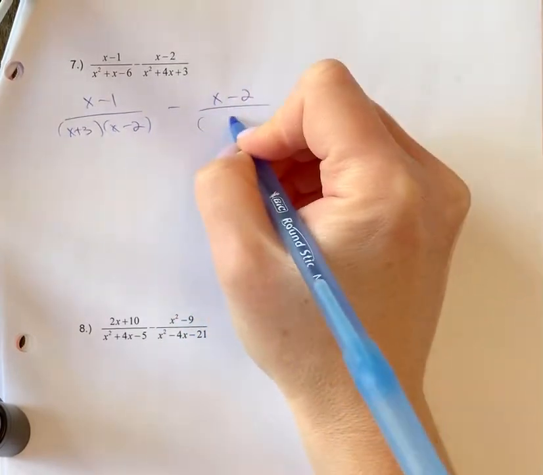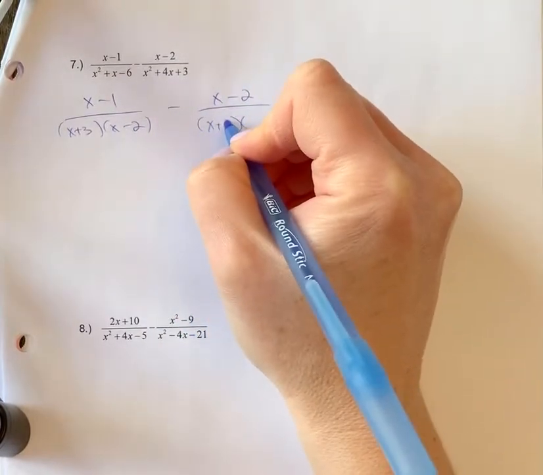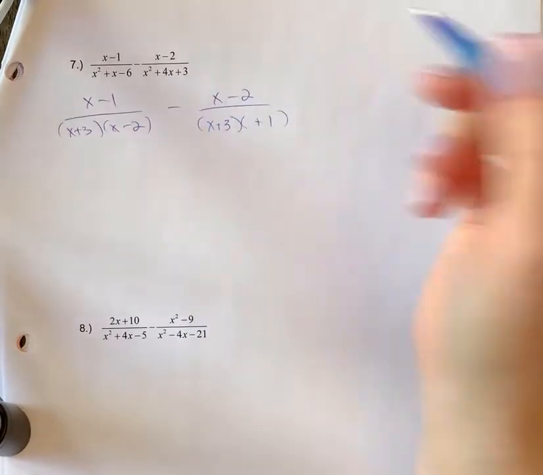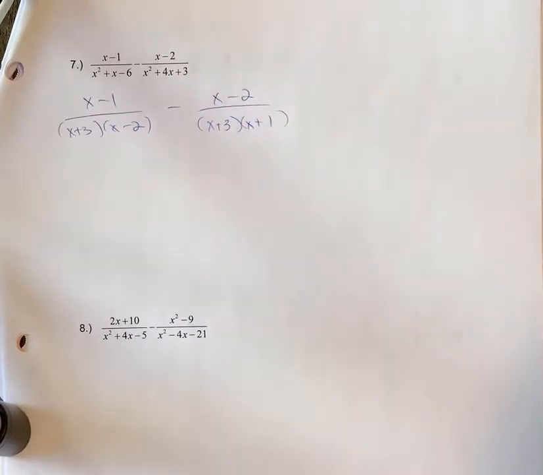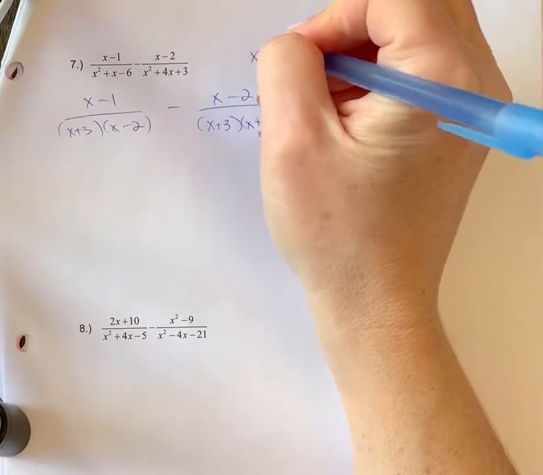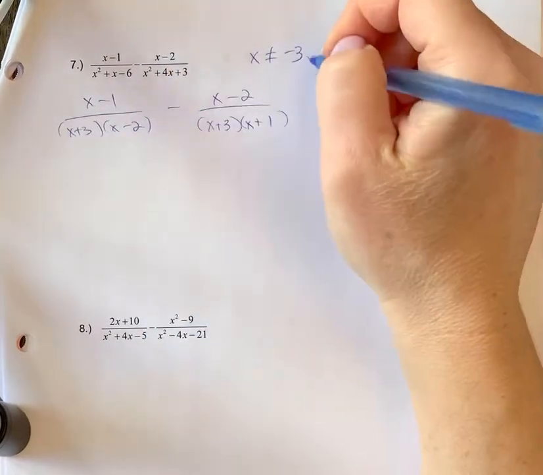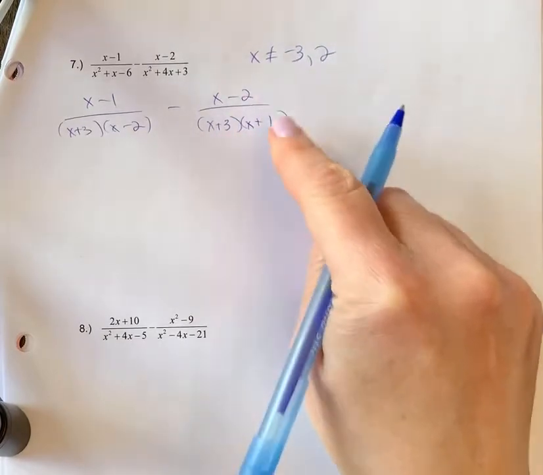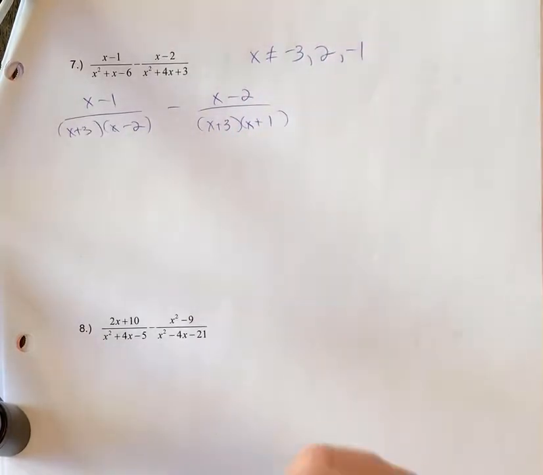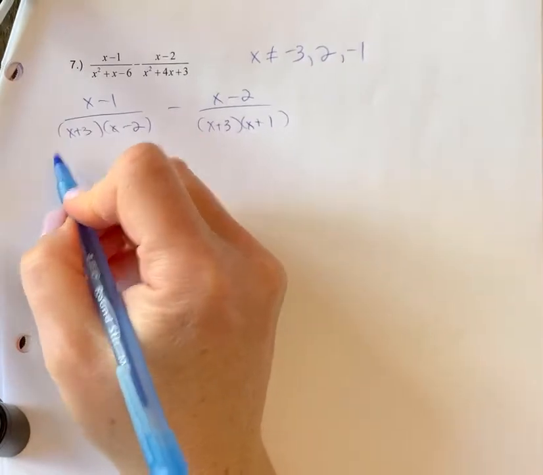So we're going to write this out factored, and it's going to look like this. Oops, I've got my x. Okay, let's go and write down our restrictions. X cannot equal -3, 2, -3 we already have written, and -1. Okay, let's look at a common denominator now.